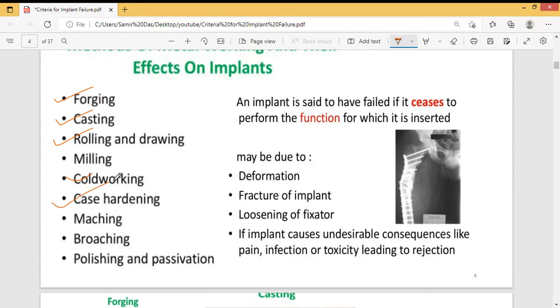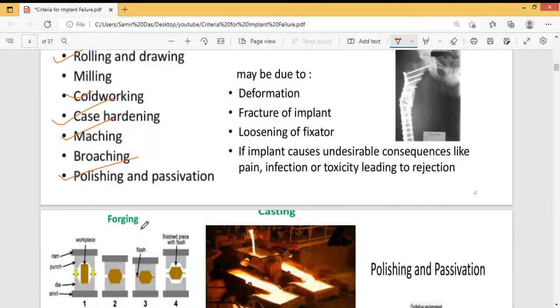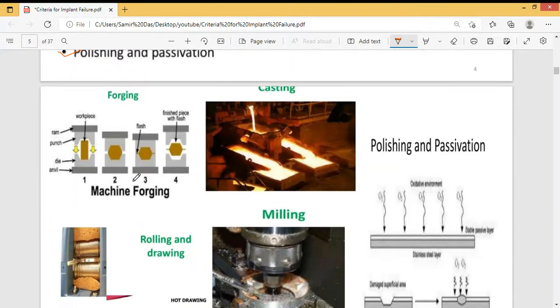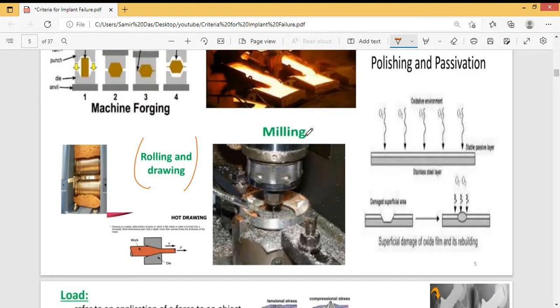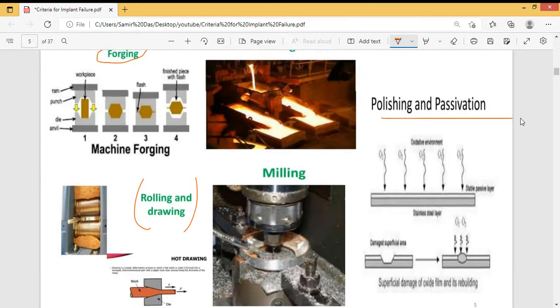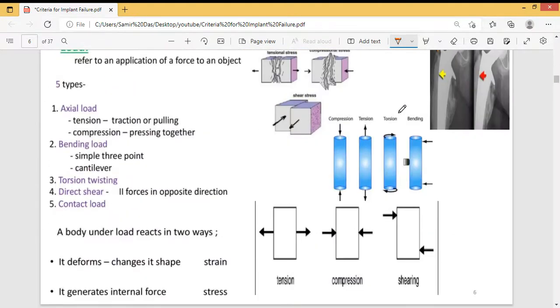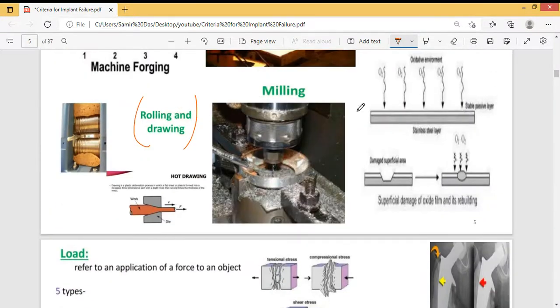Next are case hardening, then machining. Those are the very common things, along with polishing and passivation. Those are the techniques we use. Here I am showing you some of the metal forming processes like forging, casting, rolling and drawing, milling, and polishing and passivation. So these are the basic considerations of how we form an implant from the raw material.